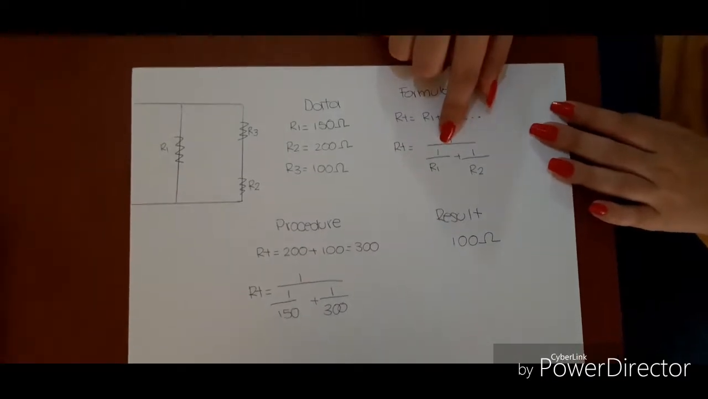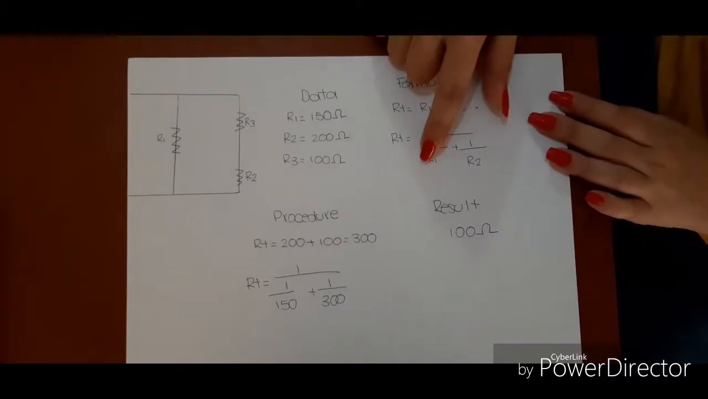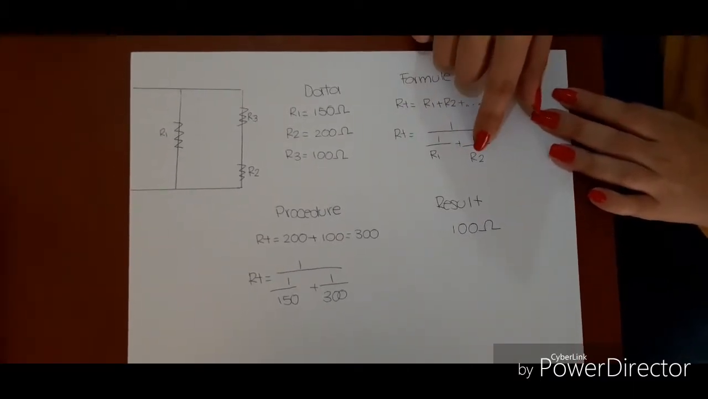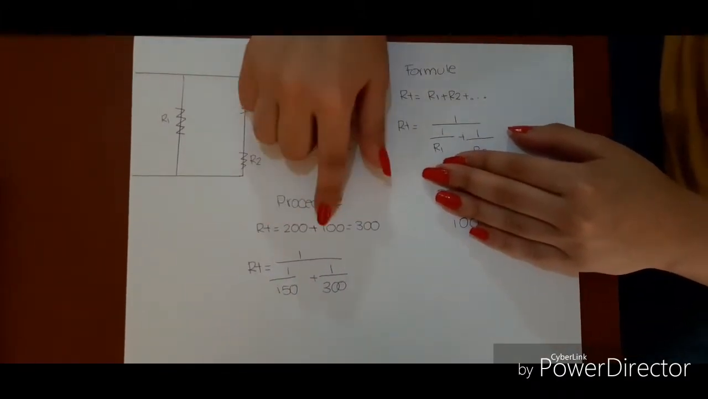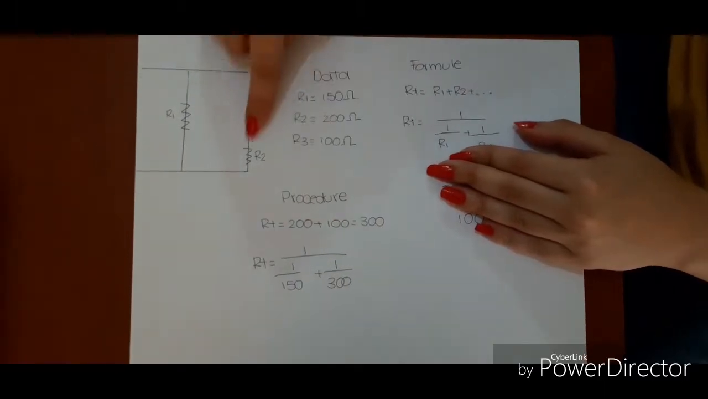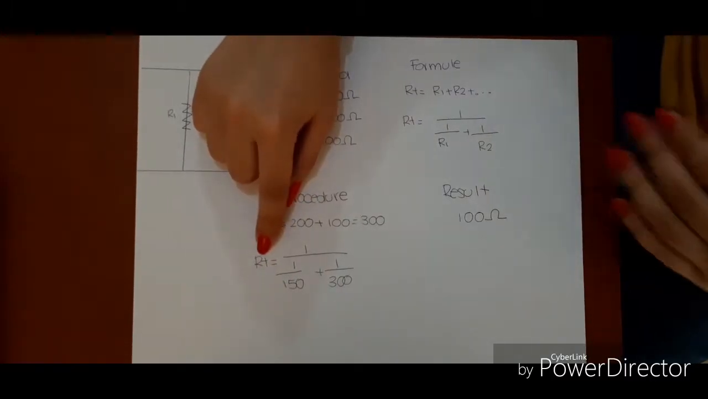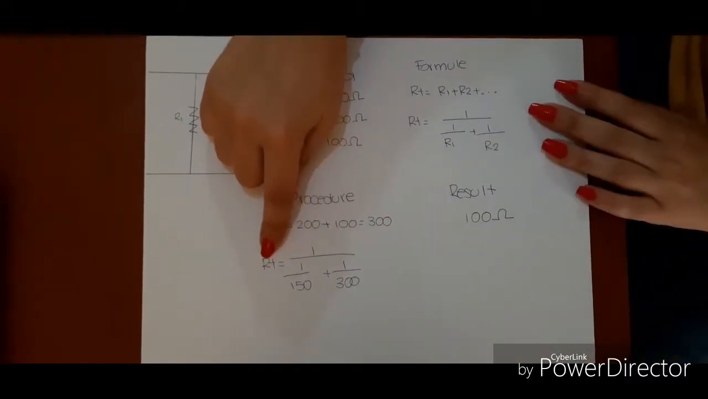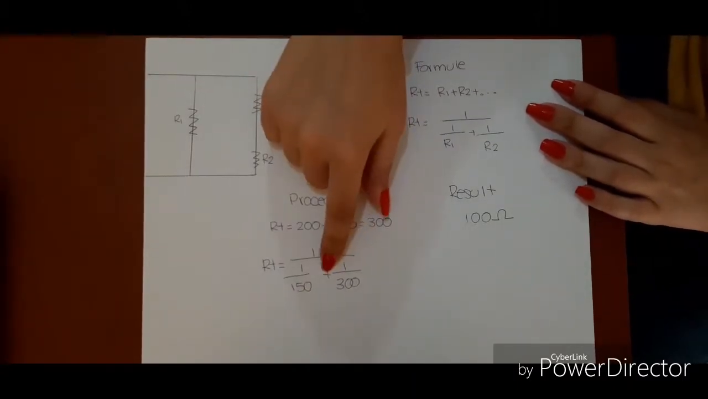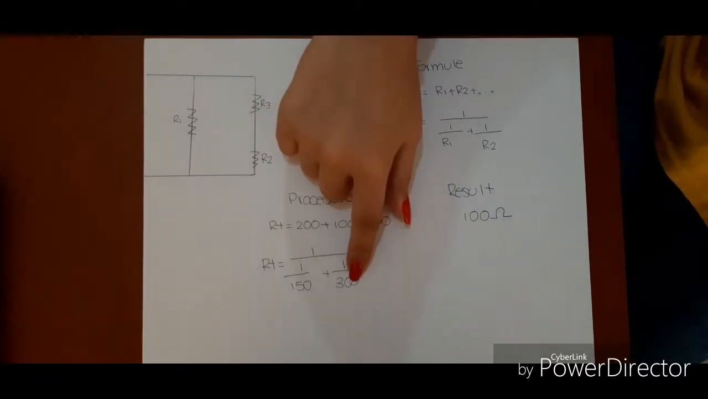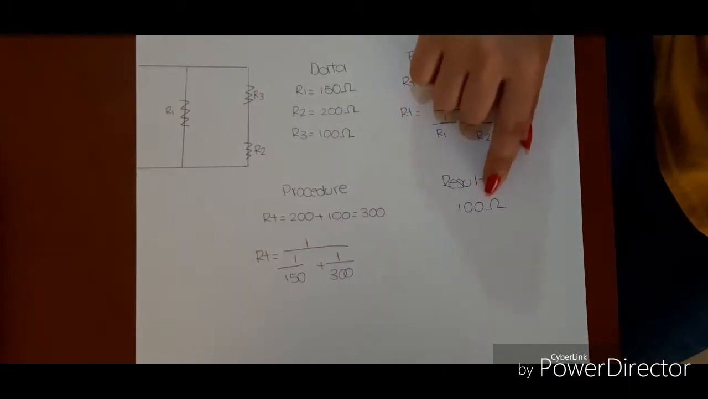And also we have this formula: total resistance equals 1 over resistance 1 plus 1 over resistance 2. The procedure is that we are going to add these two resistances that are here because they are in series. Then we use this other formula, and the total resistance equals 1 over 150 plus 1 over 300. The result of this formula is 100 ohms.